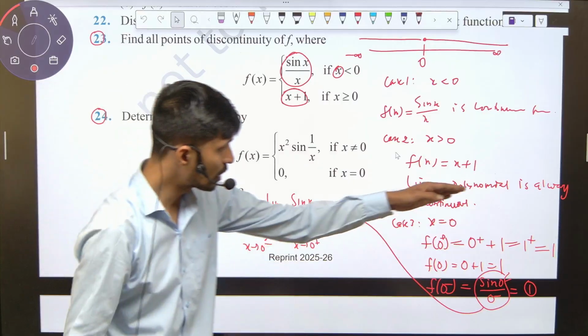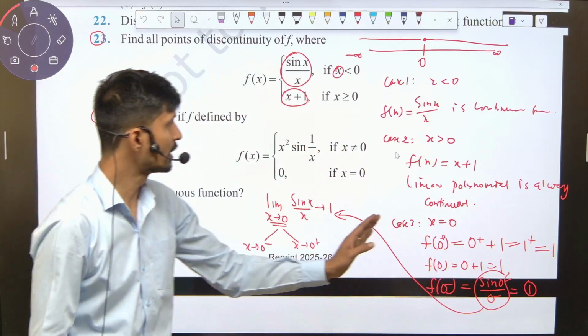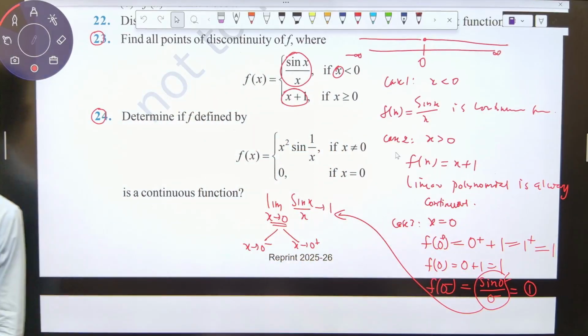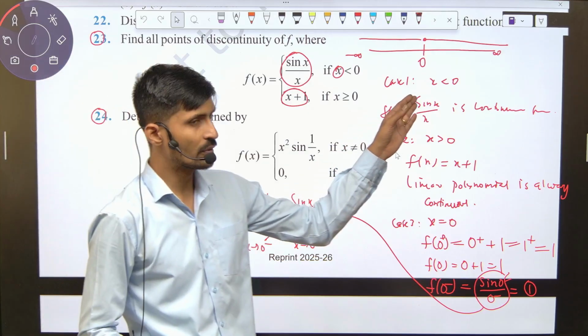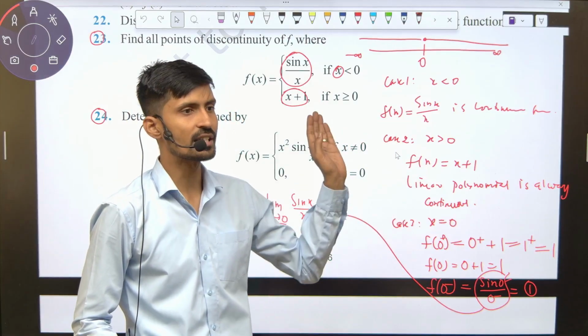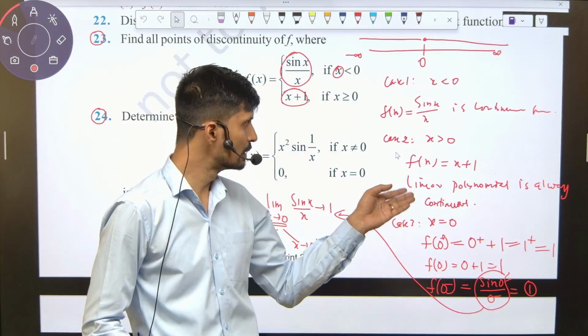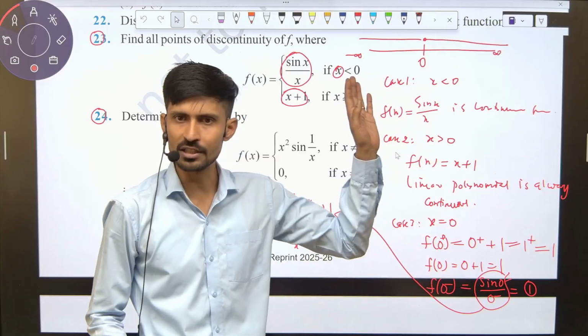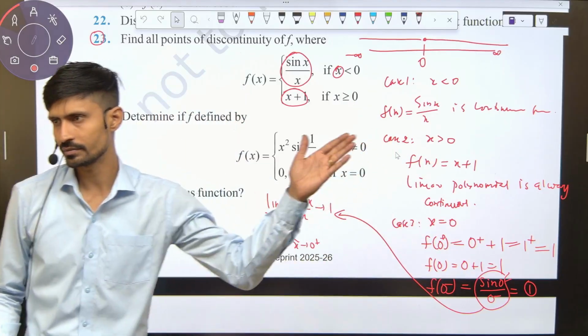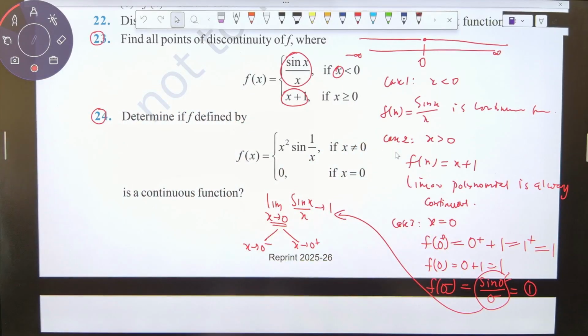Tell me, are all three equal or not? 1, 1, 1. All three are equal. It means it is continuous at x equals 0. X less than 0 also continuous, x greater than 0 also continuous, x equals 0 also continuous. It means it is always continuous. Write down.